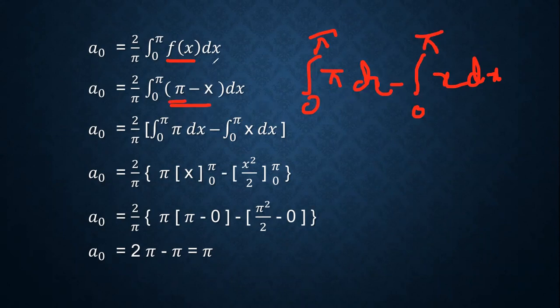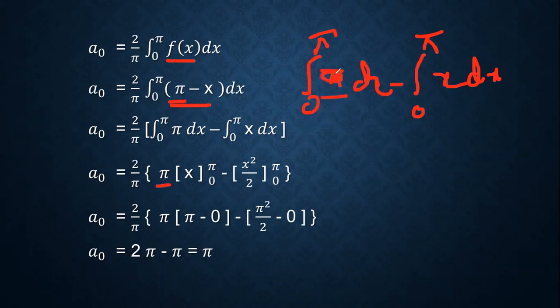Okay, just for simplification. If you are very familiar with integration, you can directly integrate this pi minus x. Otherwise, you can divide this and simplify. It's better. Okay, so this pi is a constant which can be kept outside.